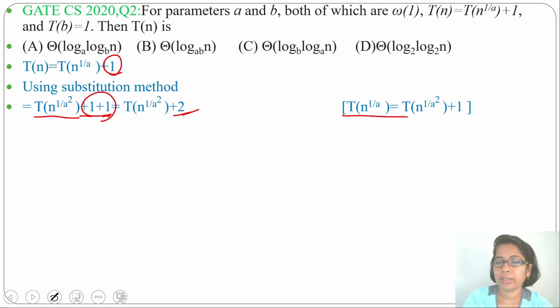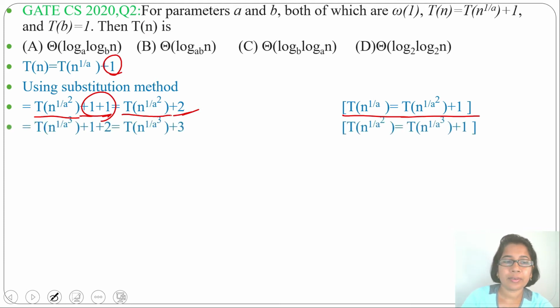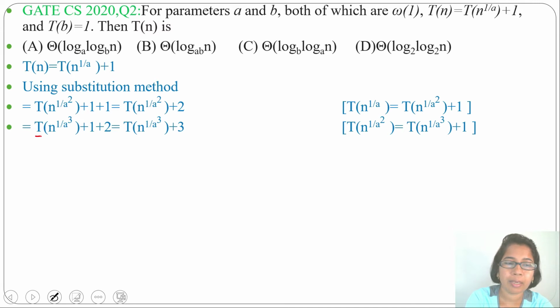In place of this T of n power 1 by a, we substitute this. Again, in place of T of n power 1 divide a square, we can substitute T of n power 1 divide a power 3 plus 1. So after substitution, we get T of n power 1 divide a power 3 plus 1, and before that 2 is given, so we write 2. Now 1 plus 2 is 3. Like this, it will continue. From it, we can get a general pattern.